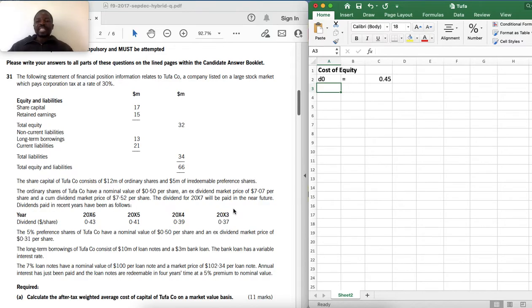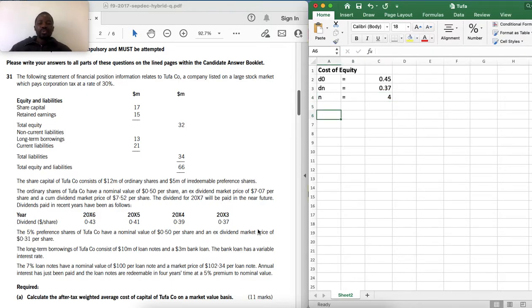Now, the dividend N years ago that we are given here is for 20x3. So Dn will be equal to 0.37. Then now we have to find N. We have to count the years from 20x3 to 20x7. When counting the years here, 20x3 will be year 0, 20x4 year 1, 20x5 year 2, 20x6 year 3, 20x7 year 4. So we have 4 years.